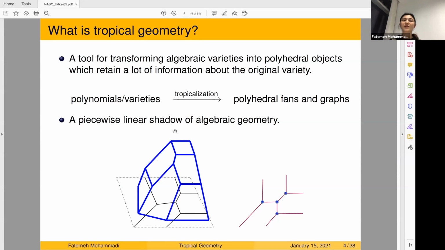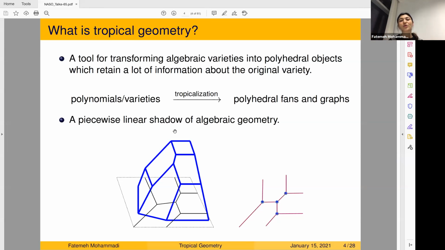So I was just telling what tropical geometry is about. You can think of it as a toolbox to transfer polynomial equations and their solutions, algebraic varieties, into polyhedral fans and graphs. But at the same time, you want to do this in a way that you preserve the algebraic information about the original variety, okay?